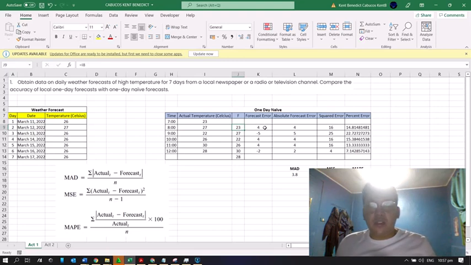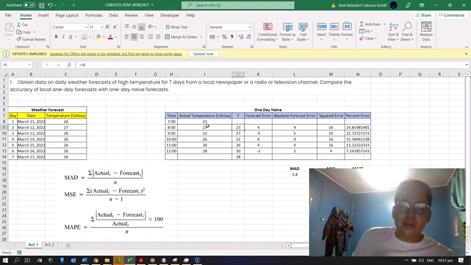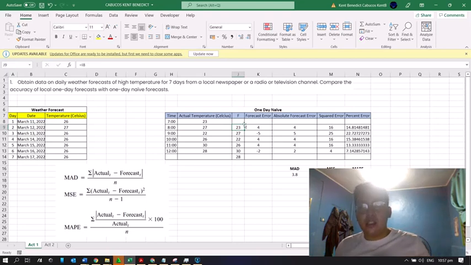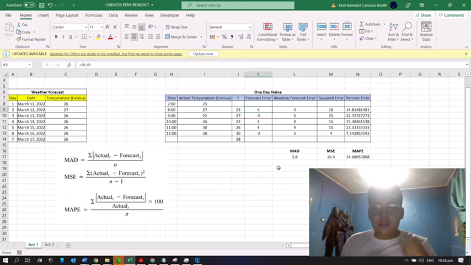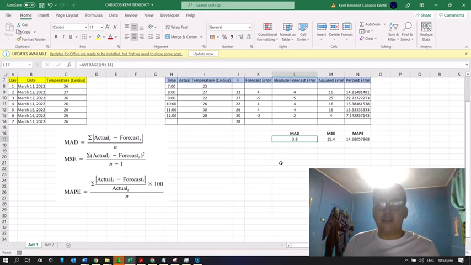After that, we're going to use the forecast error. Forecast error is just the difference between the actual temperature and the forecast, so we get these values. After that is the absolute forecast error. We just take the absolute value of the forecast error so that we get positive values. And for that we can use the MAD. Again, the formula is the sum of actual minus forecast over n. We're just going to average this, so we get a MAD of 3.8.